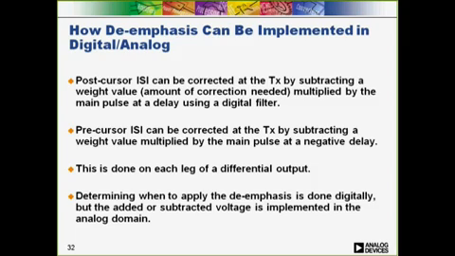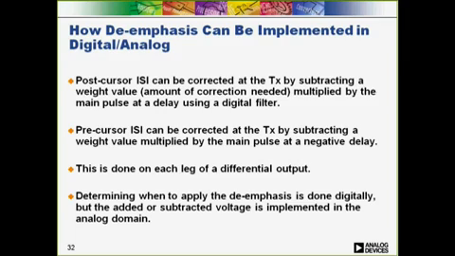This pre-distortion of the waveform is performed by a combination of digital and analog circuitry. The timing of the application of the distortion is performed digitally, and the actual distortion is done in the analog domain. When employing de-emphasis, the postcursor ISI correction is implemented by subtracting a weighted value multiplied by the impulse at a delay using a digital filter.